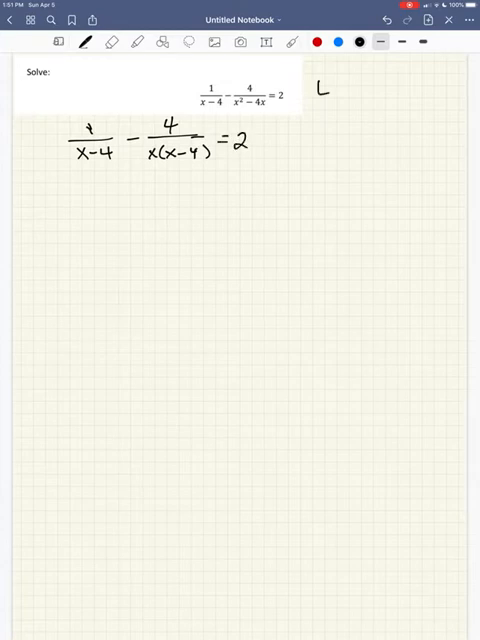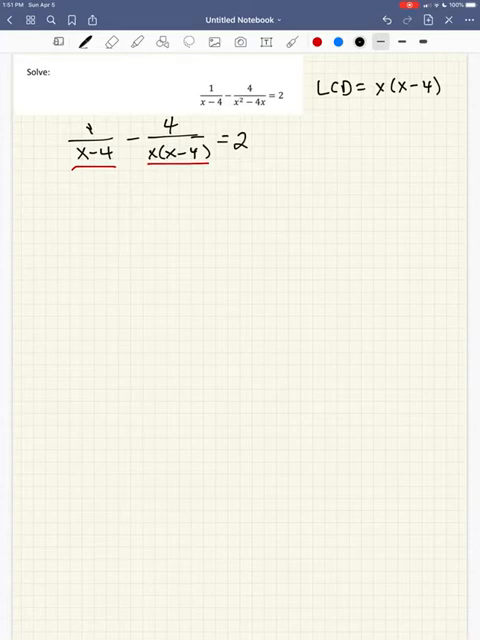So my LCD has to contain the whole first denominator, x minus 4, and then the second denominator, its factors as well. So an x and another x minus 4, but I really don't have to put the x minus 4 down twice. If I make my LCD just x times x minus 4, notice that the first denominator, x minus 4, is part of it, and the second denominator is also part of it. So both individual denominators are part of my LCD. That's what I want. So now I'm going to multiply both sides of the equation by that LCD.